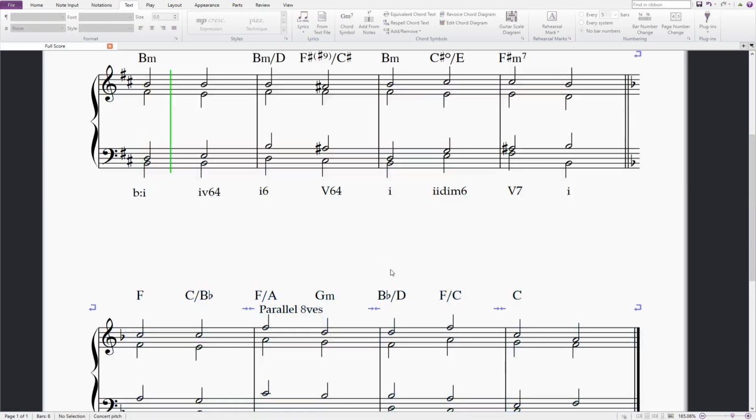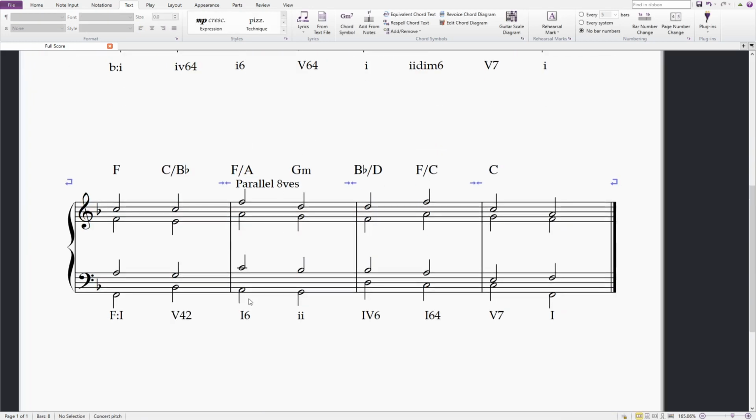Okay, so, hey. Parallel octaves, where are they at? This is super open, and all your voices are moving in the same direction, so you know you're going to have some issues. Where are they at? Oh yeah, right there in the tenor and bass.